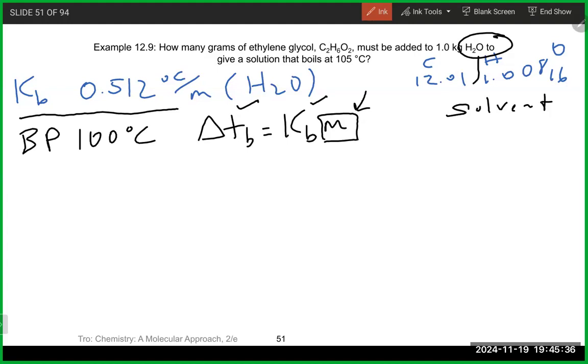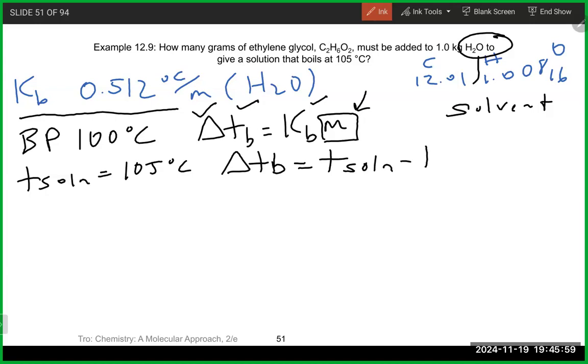Here the solution boils at 105 degrees Celsius. Remember, again, we need the change in boiling point temperature. And because the solution boils at a higher temperature, it is different than freezing point. It is the temperature of the solution minus the temperature of the solvent. That means in this case, the temperature of the solution minus the temperature of the solvent will give us that change in boiling point temperature.